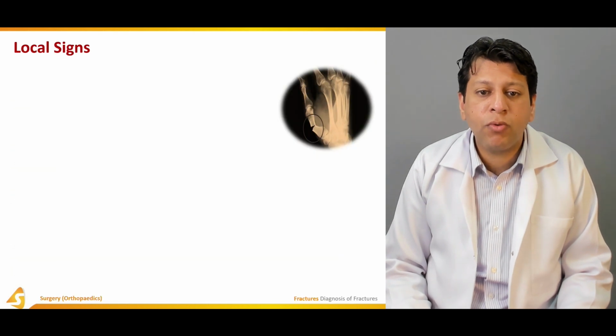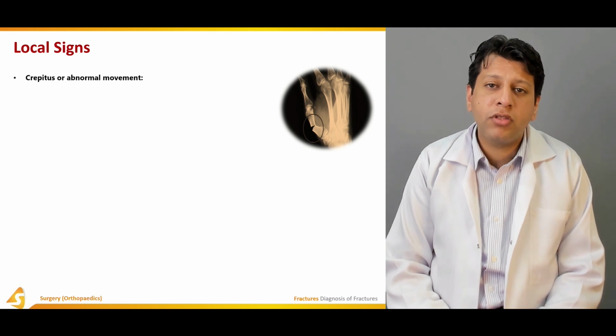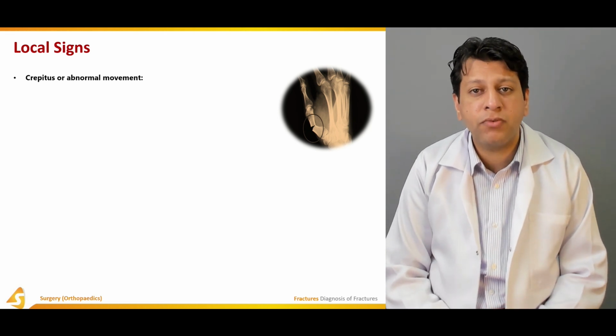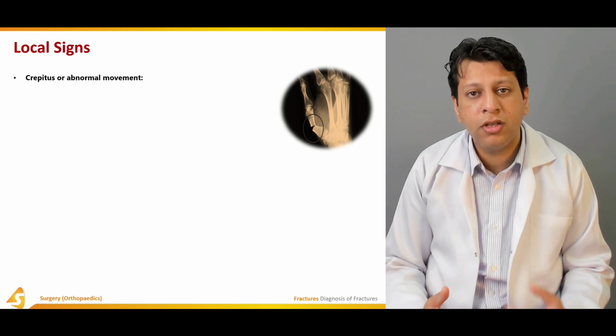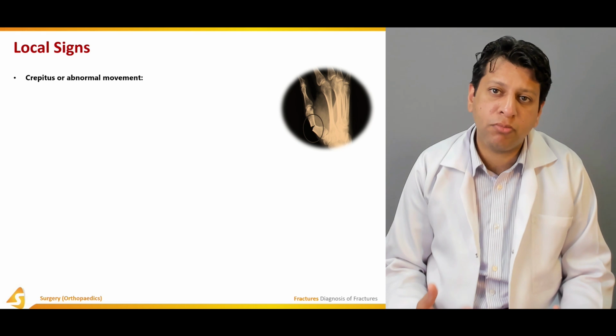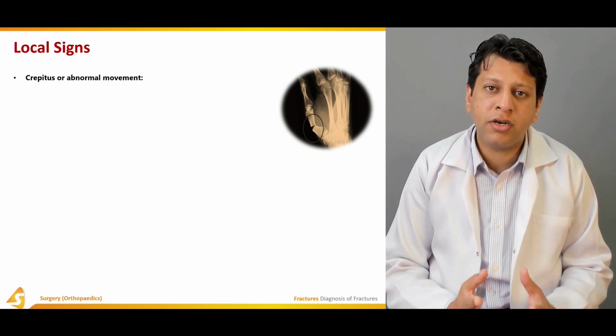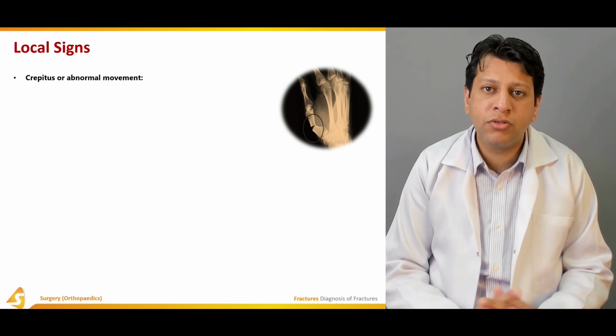So what are the local signs? First of all, the patient would usually have a history of some kind of trauma or a fall, or there would definitely be some kind of history indicating that the part the patient is complaining of has probably had some kind of injury to this area.